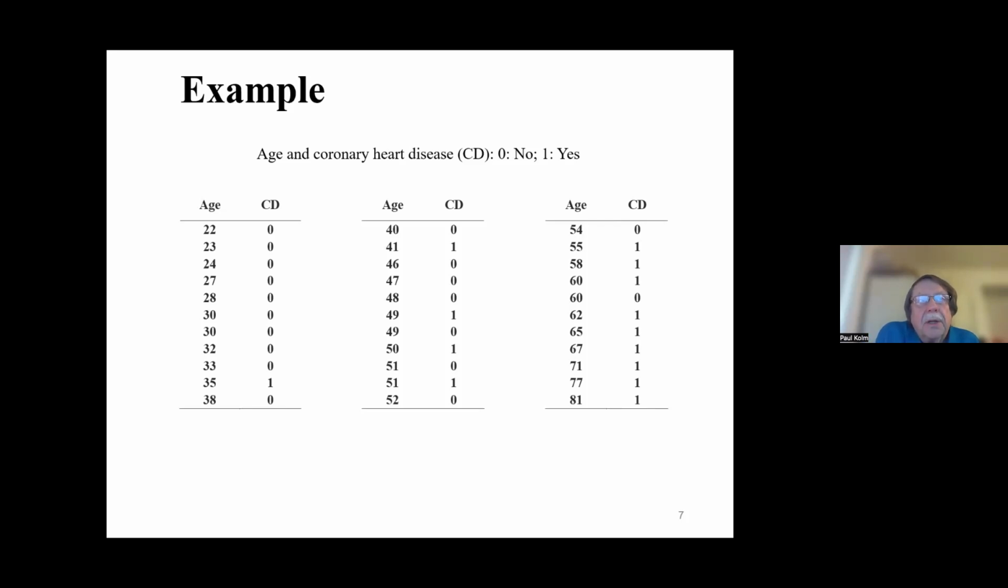Because it's a dichotomous variable, we can code it with any number we want, but there's an advantage to coding dichotomous variables as 1 or 0 because it really aids interpretation. So in this case, 1 equals yes and 0 equals no.